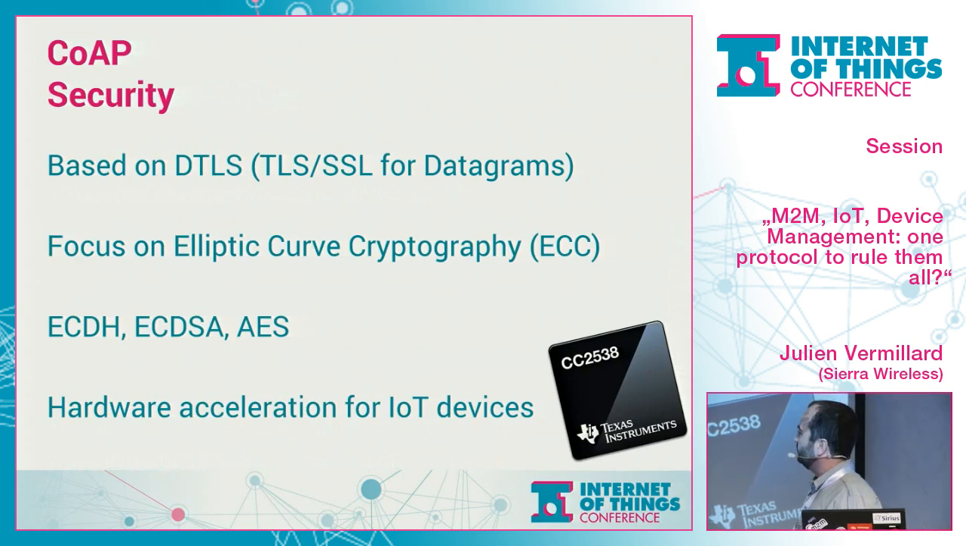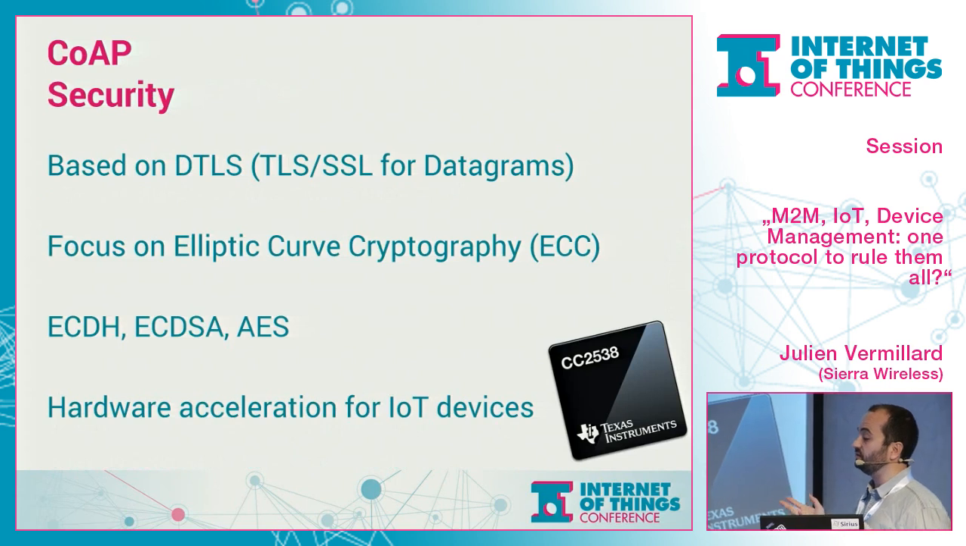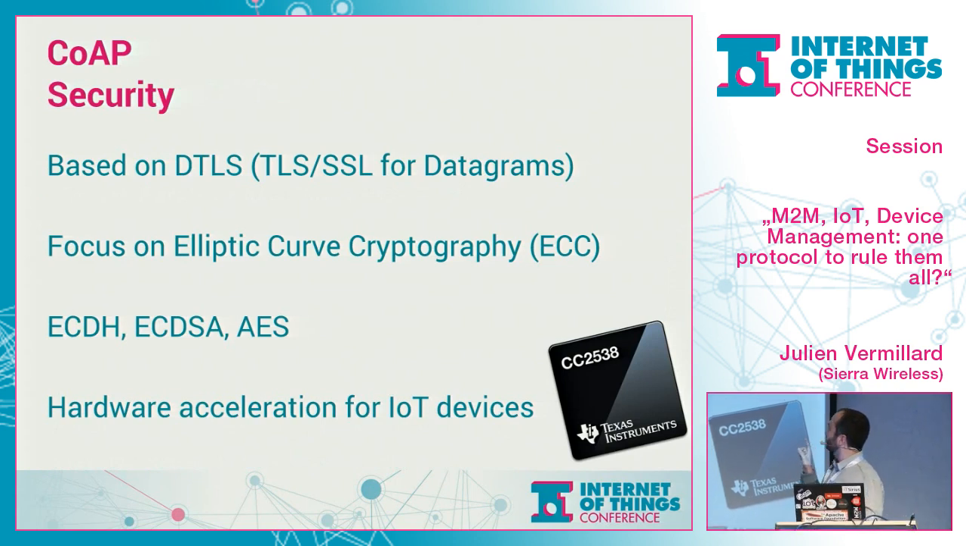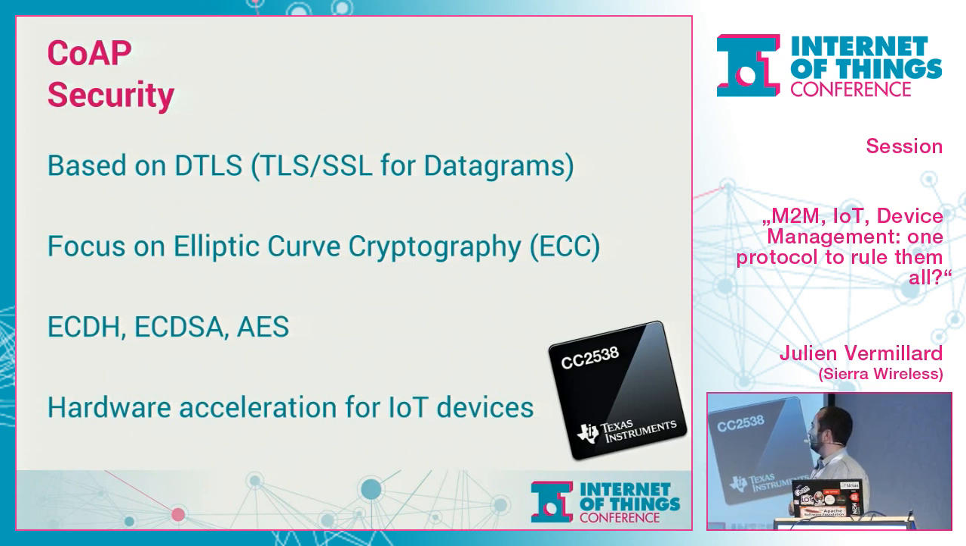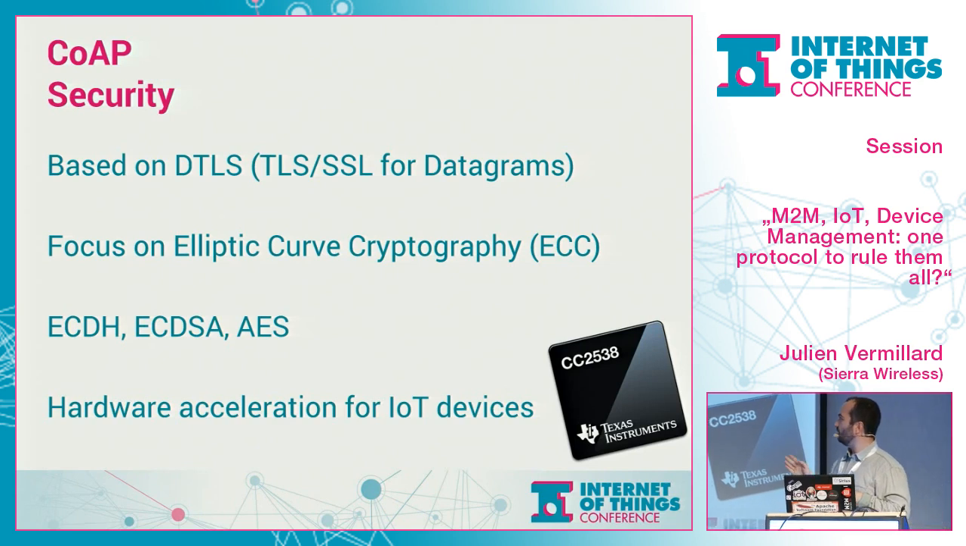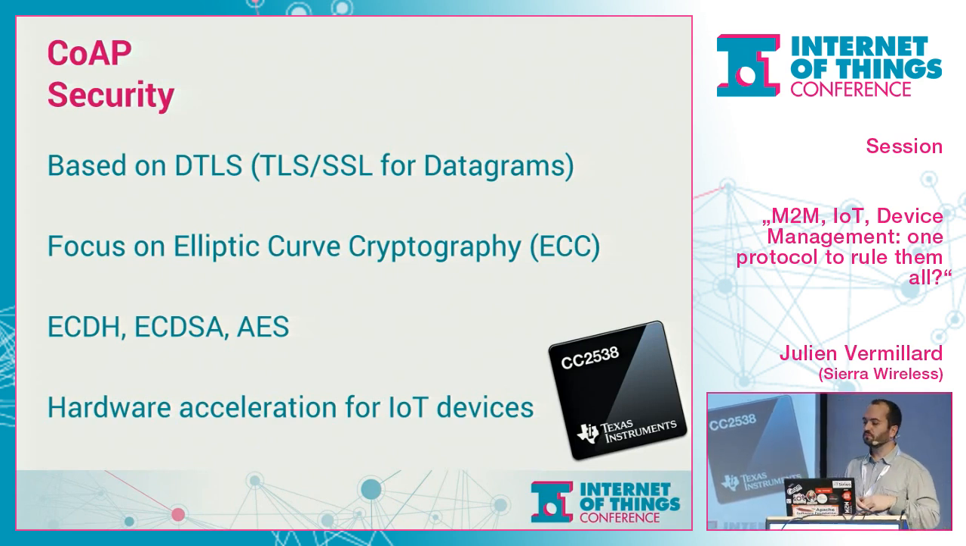So the security, again, is based on DTLS. So DTLS is SSL/TLS for datagrams. They try to focus on elliptic curve cryptography. Elliptic curve cryptography is more compact and more embedded-friendly cryptography. You have Diffie-Hellman using the elliptic curve mathematics. You have the digital signature algorithm. And they use AES for symmetrical encoding and ciphering. And we see more and more devices with hardware acceleration for AES, and more and more devices with elliptic curve cryptography accelerations.